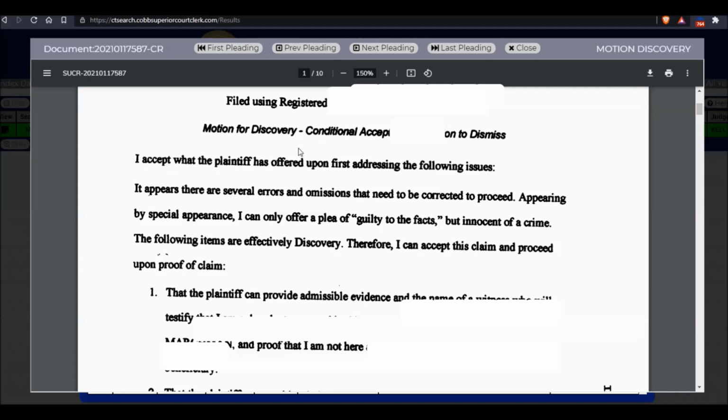and by the way, this man is the defendant in this circumstance. I accept what the plaintiff has offered upon first addressing the following issues. It appears there are several errors and omissions that need to be corrected to proceed. Appearing by special appearance, I can only offer a plea of guilty to the fact. This first sentence, it appears that there are several omissions, nothing wrong. And then he went into guilty to the fact.